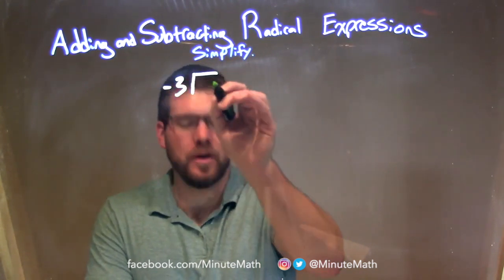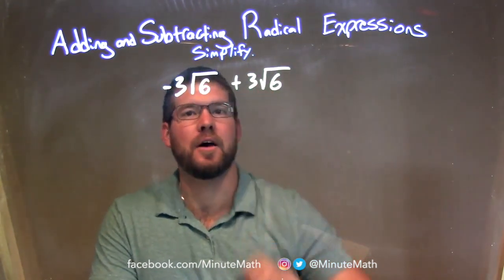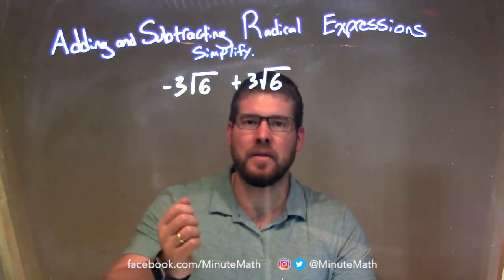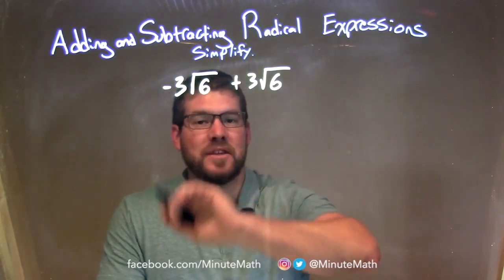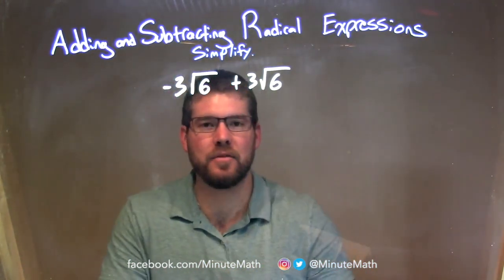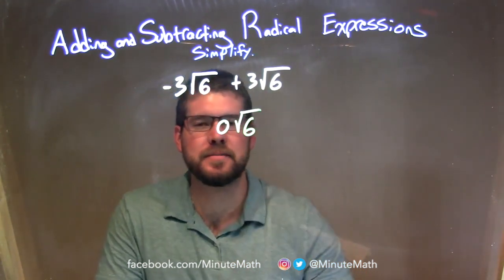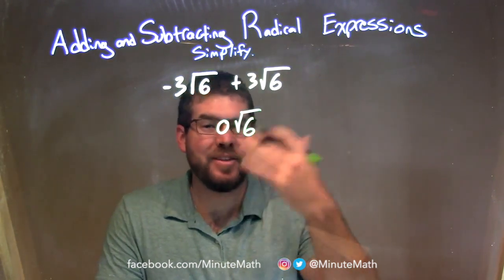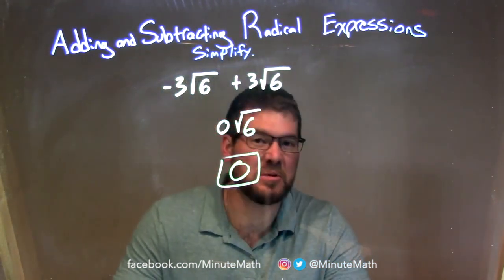Negative 3 times the square root of 6 plus 3 times the square root of 6. Well, if I had to combine these two together, I'm looking at their square roots. If they both have the same square root of 6, which they do, we look to the number that's out front. Negative 3 and positive 3. If we combine those two together, we get a 0. We bring down the square root of 6. Well, 0 times anything is just 0. So we have 0 here, and this one's a pretty short, quick one. It's just 0 as the final answer.